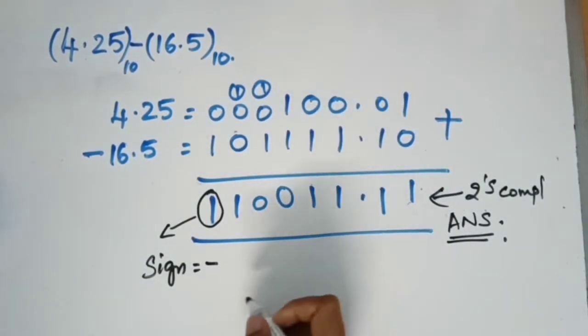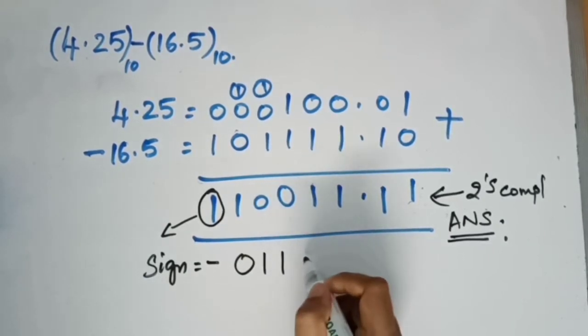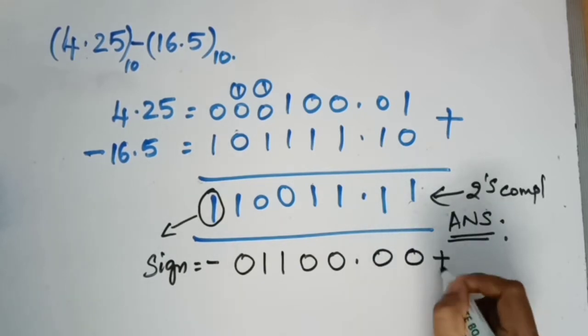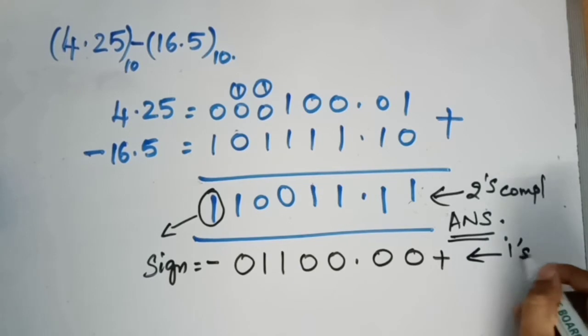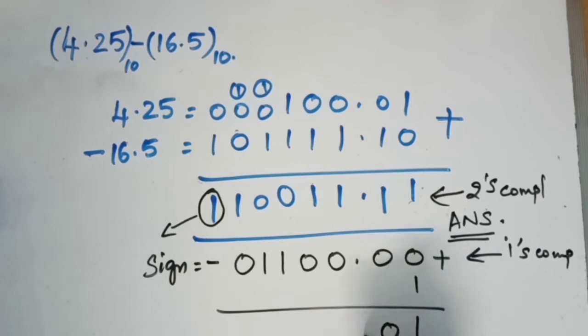particular number. So this is minus of 0, 1, 1, 0, 0. I'm taking the 1's complement, 0, 0. And to find the 2's complement, this is 1's complement plus 1. That will be 1, 0, 0, 0, 1, 1, 0 with a negative sign. So what is the answer? This is minus 12.25, which is the correct answer.